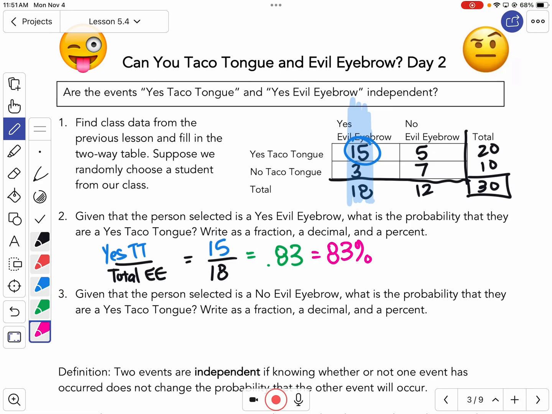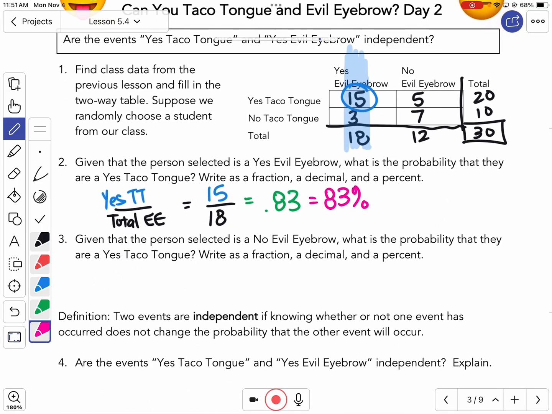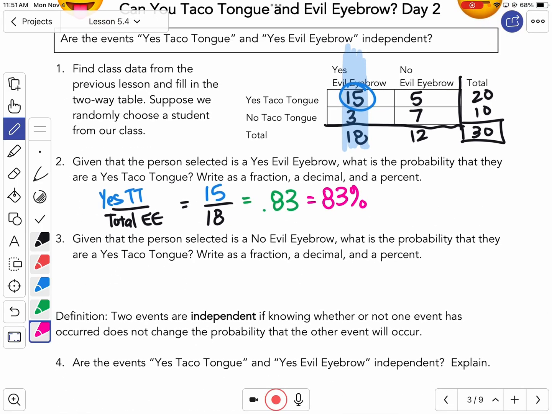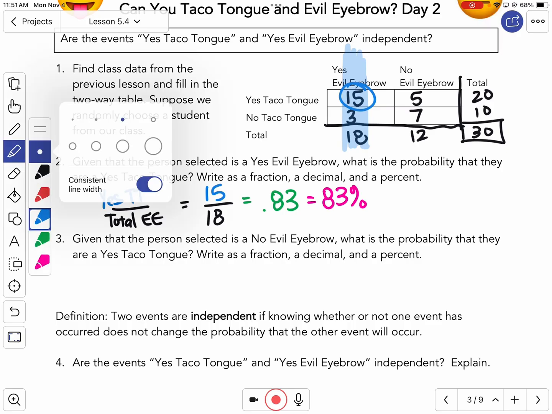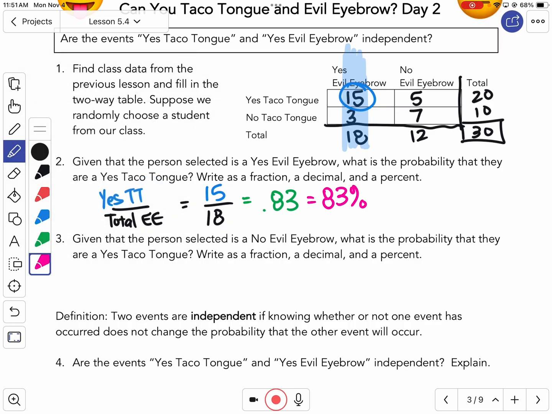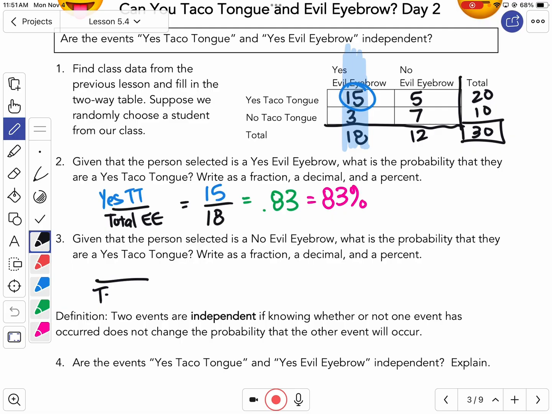So let's repeat that process a little differently. It says, given that the person selected is a no to the evil eyebrow. So let's go over here and figure out how many of those people we're talking about. No to the evil eyebrow is going to be my new denominator. So total no evil eyebrow. How many people is that?